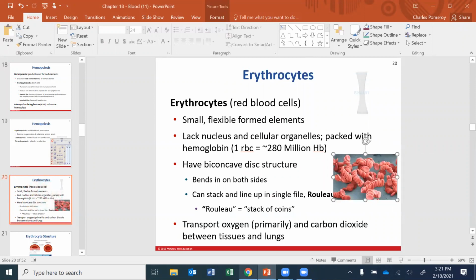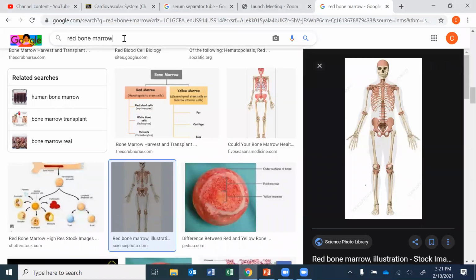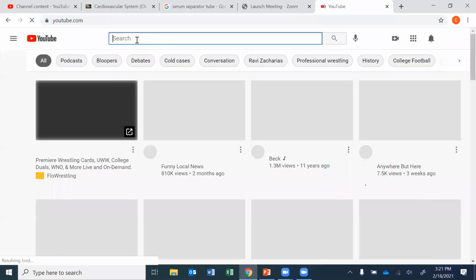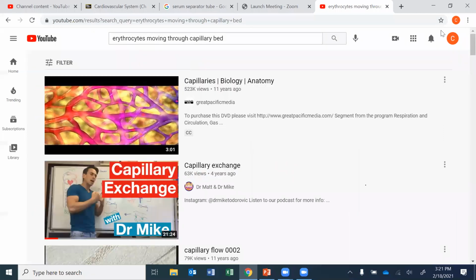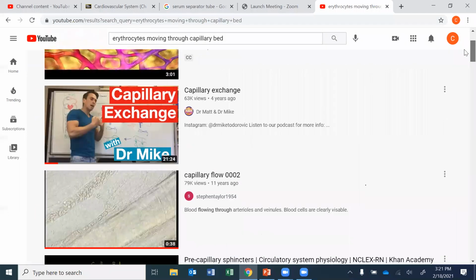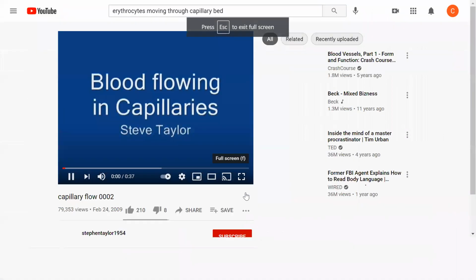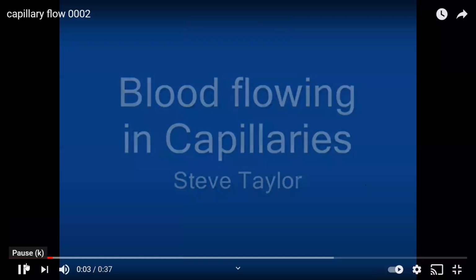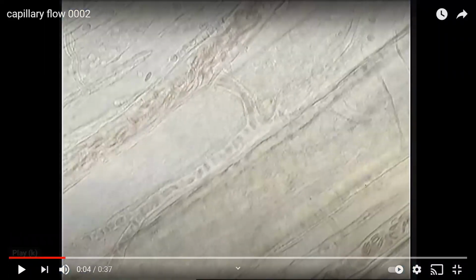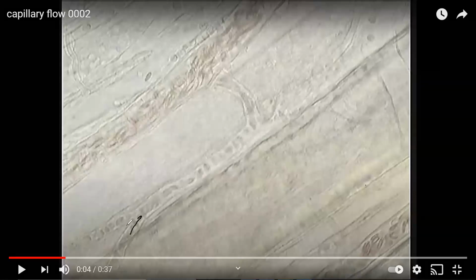And what's cool is if you go onto YouTube, you can actually watch videos of this happening. If you type in something like erythrocytes moving through a capillary bed, you will get some animations, but this right here is an actual video of a capillary bed. Oh, I have to push play. Sorry. All right. So what you see here is red blood cells moving through a capillary bed.